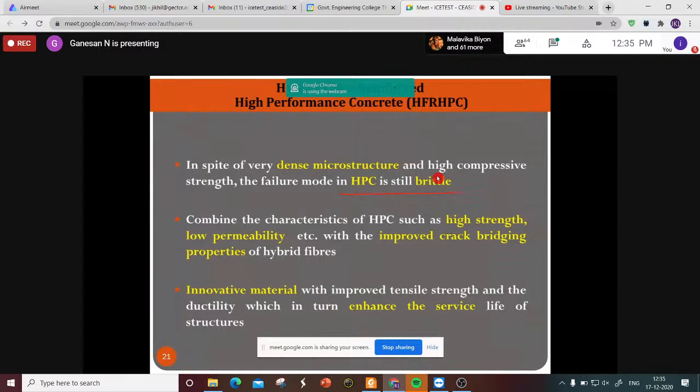brittle, because high performance concrete has a very high strength. You cannot have very high strength and high ductility; that is impossible. So you can increase the ductility by using other techniques, for example external techniques like confinement and addition of fibers and so on. When you combine the characteristics of HPC such as high strength, low permeability, etc., with the improved crack bridging properties of hybrid fibers, you get an innovative material with improved tensile strength and ductility, which in turn enhances the service level of the structure. That's what we want.